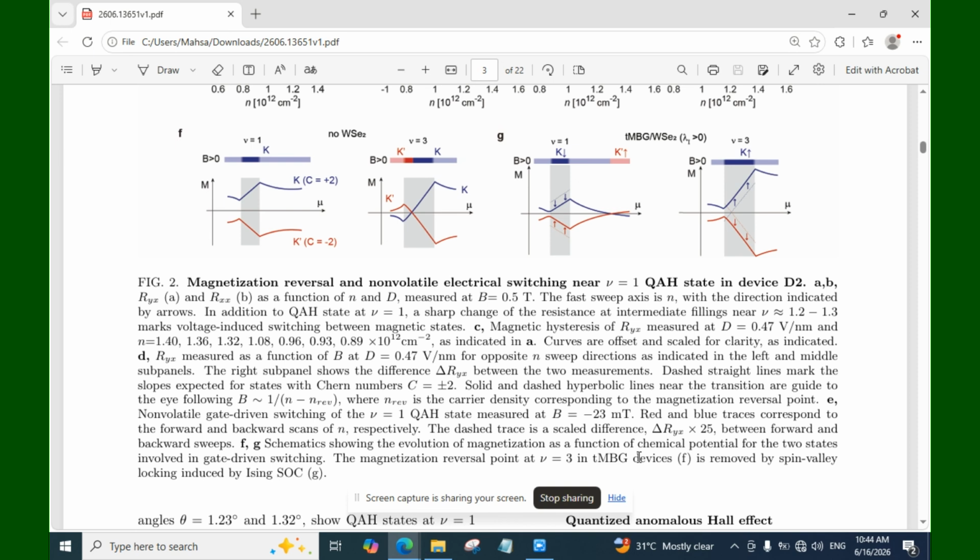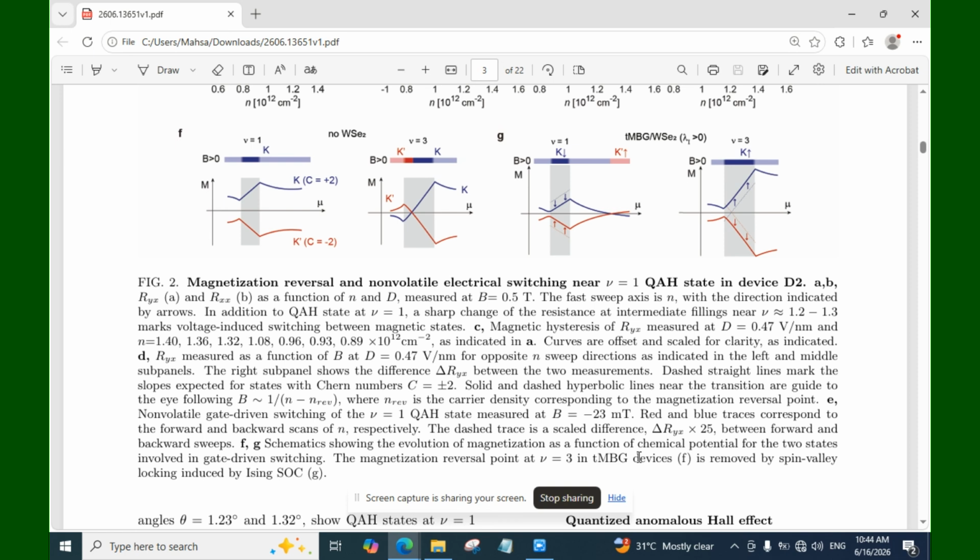Non-volatile gate-driven switching of the nu equals 1 quantized anomalous Hall state is measured at B equals minus 23 milli-Tesla. Red and blue traces correspond to the forward and backward scans of n, respectively. The dashed trace is the scaled difference delta Rxy multiplied by 25 between forward and backward sweeps.